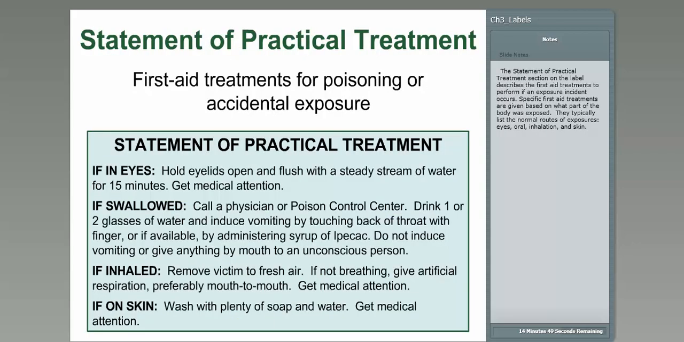The Statement of Practical Treatment section on the label describes the first aid treatments to perform if an exposure incident occurs. Specific first aid treatments are given based on what part of the body was exposed. They typically list the normal routes of exposure: eyes, oral, inhalation, and skin.